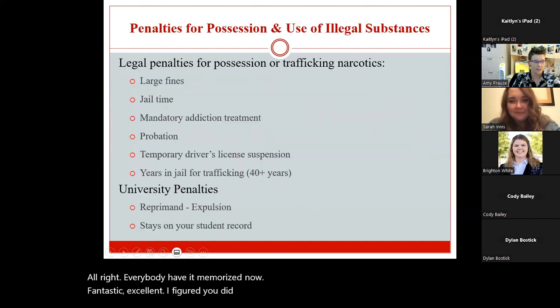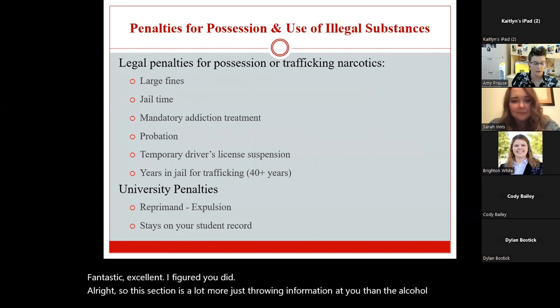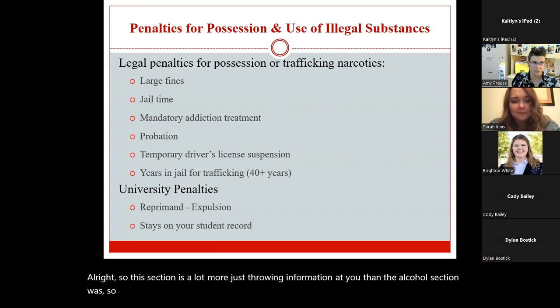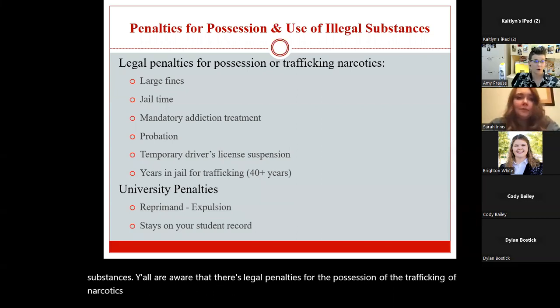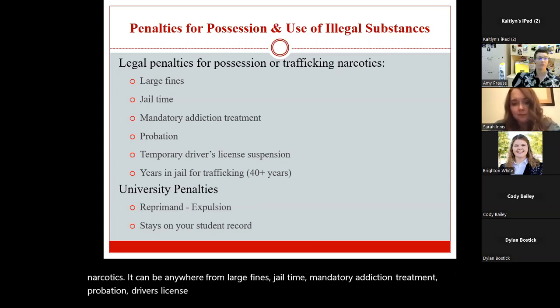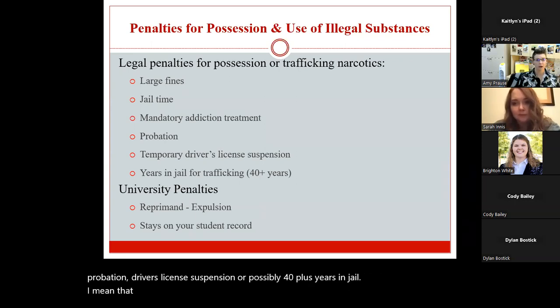All right, so this section is a lot more just throwing information at you than the alcohol section was. So we're just going to go over some penalties for the possession and use of illegal substances. Y'all are aware that there's legal penalties for the possession or the trafficking of narcotics. It can be anywhere from large fines, jail time, mandatory addiction treatment, probation, driver's license suspension, or possibly 40+ years in jail. I mean, that escalated pretty quickly.